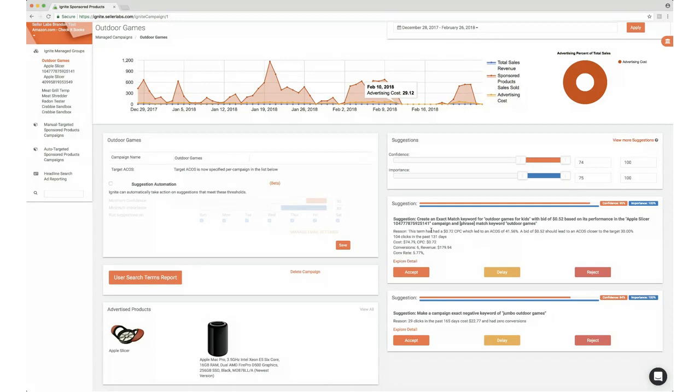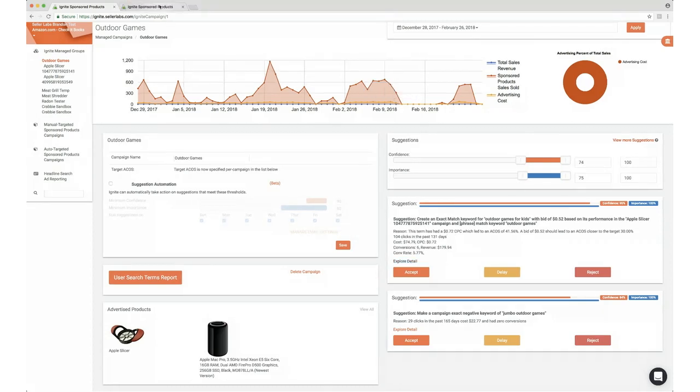From right here, you can see some of the detail. You can see how many clicks it has and how many days it's been, how much you've spent, what the average cost per click is, how many conversions you have, the revenue and the conversion rate as well. But you can also click explore detail.